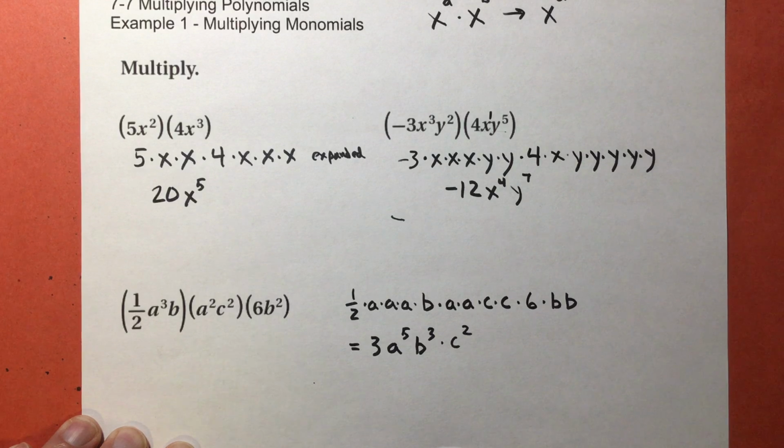How many b's do I have? I have 1 here, 2 here, 1 plus 2 equals 3. And how many c's do I have? I have only these two, c to the second power, so that's it.